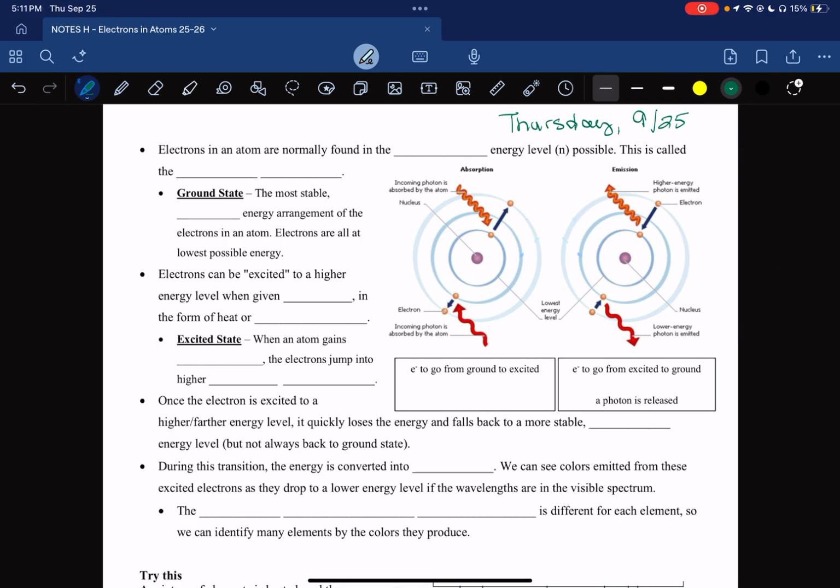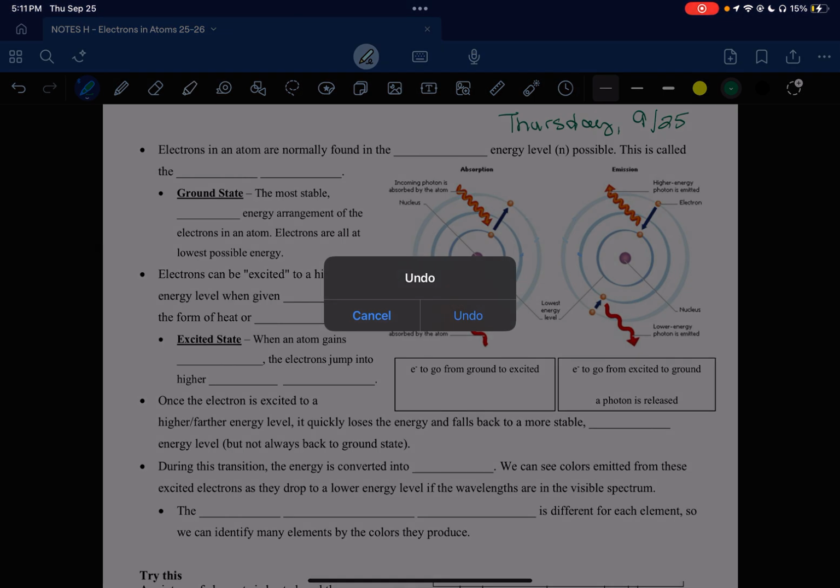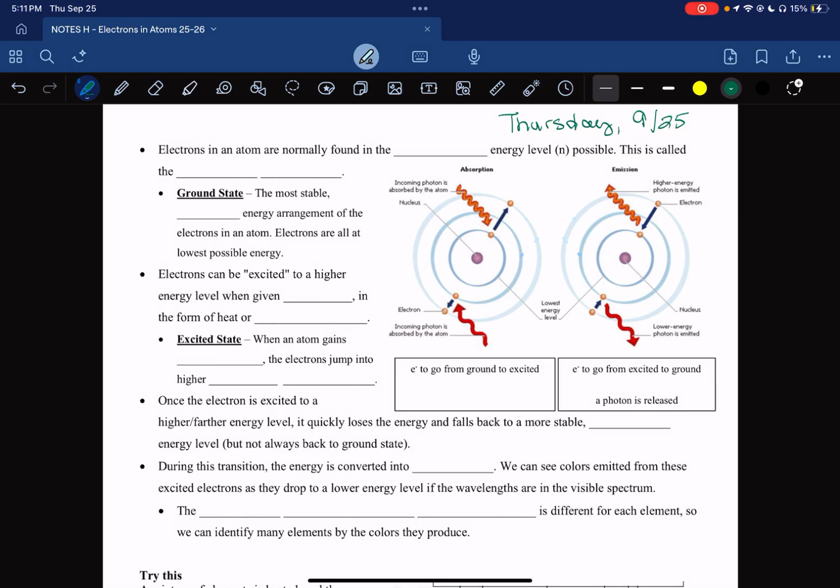All right, so this is our notes for Thursday, September 25th. We are completing the notes. We started our new unit on electrons and light yesterday, and so today we're just picking up where we left off. I guess we're on the third page of your packet right here.